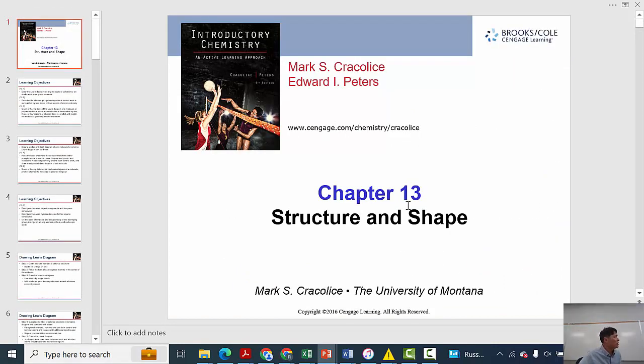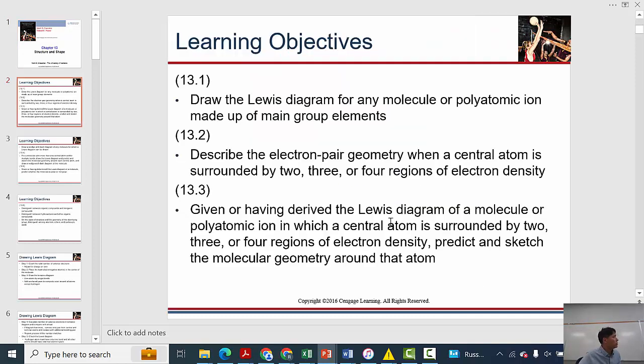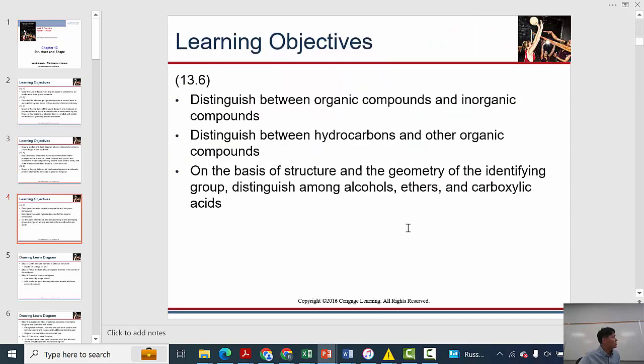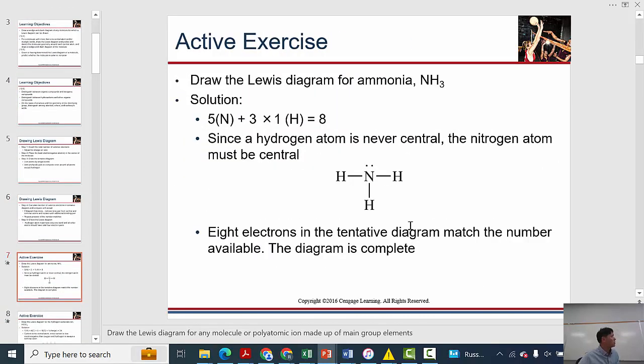Chapter 13 is a continuation of Lewis structures, and in addition to Lewis structures, we're going to be looking at the shapes of molecules. But the first part of chapter 13, let's just concentrate on the Lewis structures. So we're going to get some practice drawing Lewis structures first. And so the first thing is draw the Lewis structure for ammonia. Now, there are certain steps in the procedure. The first step is to sum up the valence electrons. So in ammonia, nitrogen has 5 valence electrons, hydrogen has 1, so that gives us a total of 8 valence electrons. And then we come up with some kind of skeleton, and then we fill in the electrons here.